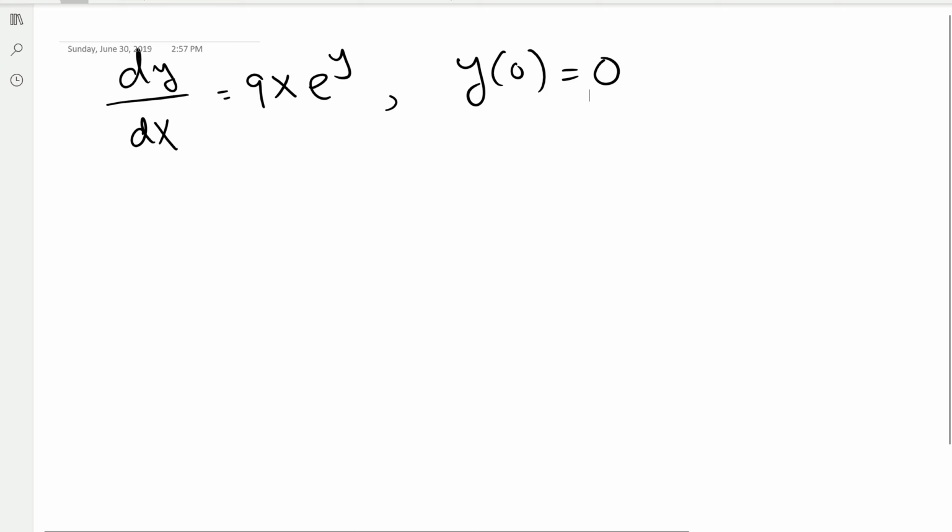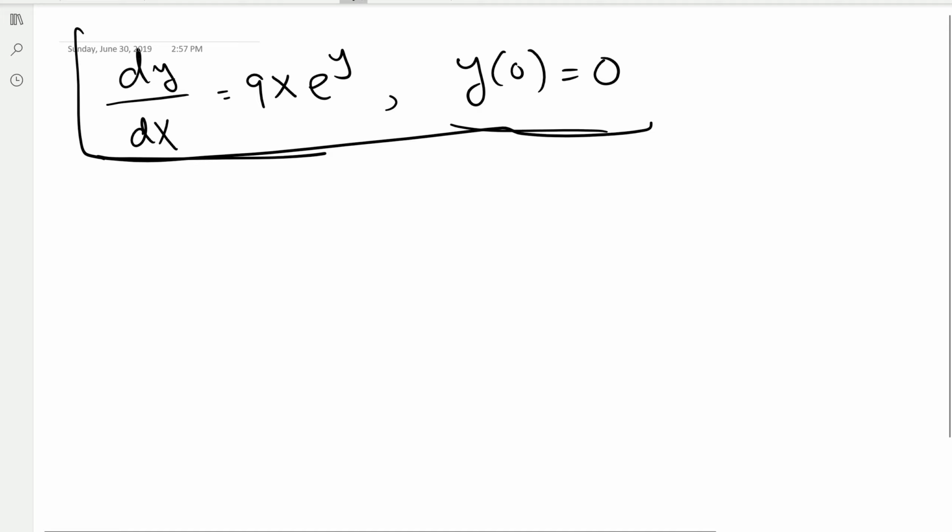Alright, hello everyone. So here we have an initial value problem to solve. Now what do I mean by an initial value problem? Because we have not only a differential equation, we have the initial condition, right? So this is an initial value problem. Well, let's focus on the differential equation and then later we can use the initial condition.